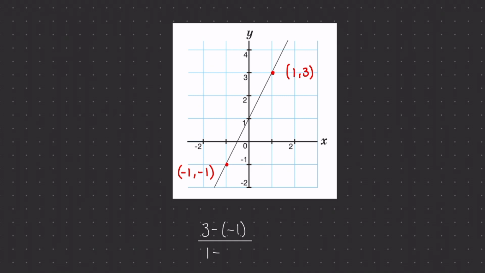Now I'm going to do 1 minus minus 1. I do recommend that you always put brackets around negative numbers when you're using them in expressions. So we'll work out that this is in fact 4 divided by 2. So the gradient of this line is 2. We can see this on the graph because every 1 I go across, I go up by 2. So hopefully that explains how to find the gradient of a line using 2 points.